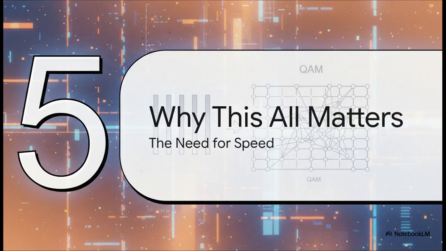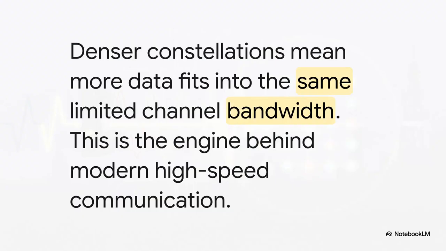Okay, so we've journeyed from these simple up and down pulses to these complex star charts of data. But what's the actual payoff here? Why does all this elegant math and engineering matter so much in the real world? At the end of the day, it's all about one thing: efficiency. The airwaves, the fiber optic cables, they all have a limited capacity, a finite bandwidth. Denser constellations like the 256 QAM or 1024 QAM used in your Wi-Fi router and your 5G phone let us squeeze an incredible amount of data into that limited space. This is the engine. This is what drives high-def streaming and lets you download huge files in seconds.